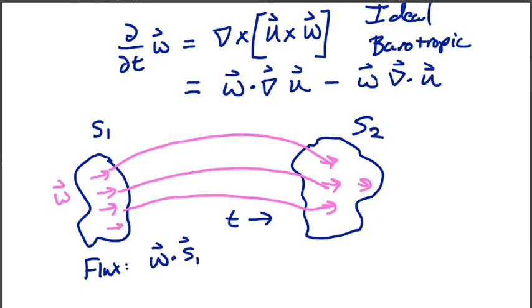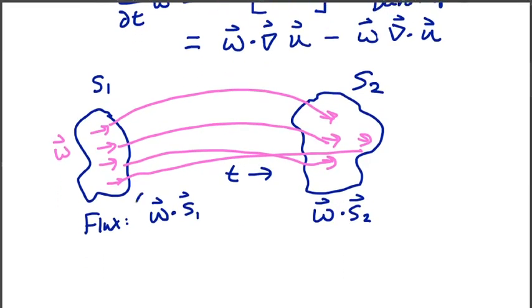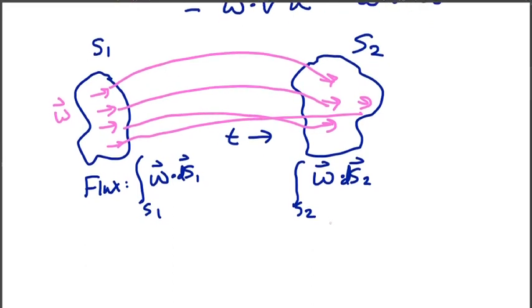And they're connected so that the lines through S1 continue through S2 as the fluid changes and deforms the surface. And here, again, our flux is omega dot S2. By the way, the flux is a surface integral if the vorticity varies. If it's not constant at all points on our surfaces, it's given by the integral over those surfaces against the differential area.